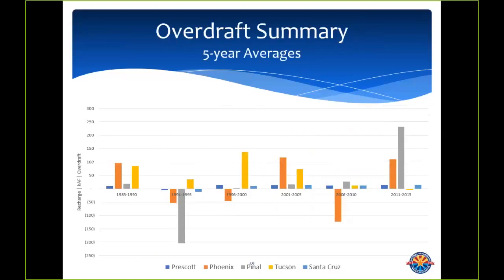So this last chart is, again, overdraft, but is a summary for all 5 AMAs. And I included this to demonstrate again that with the wild variability in these numbers, an annual and even a 5-year average number might not be that meaningful. So you can see, Phoenix is orange in this example, and in some of these cases it's in overdraft, in some of these cases it's in net recharge, but it's not consistent and it doesn't seem to be trending in any single direction. So again, with regards to safe yield, further analysis, further development of that methodology is going to be needed.